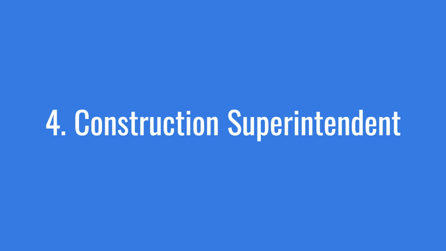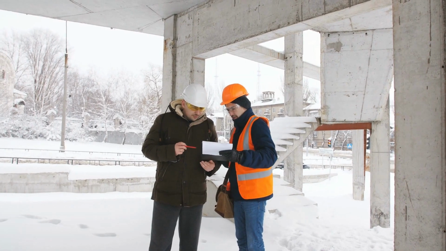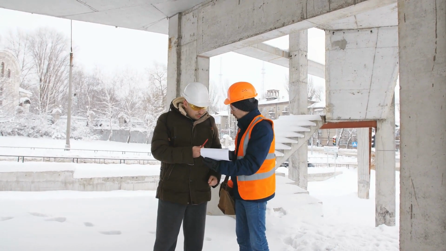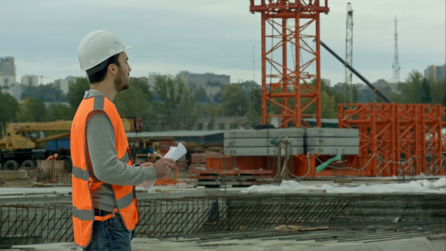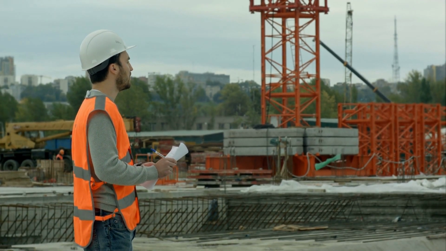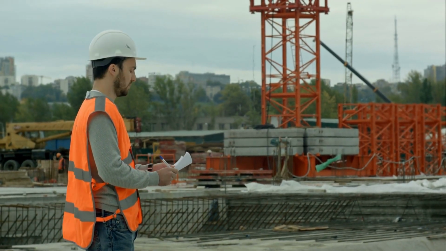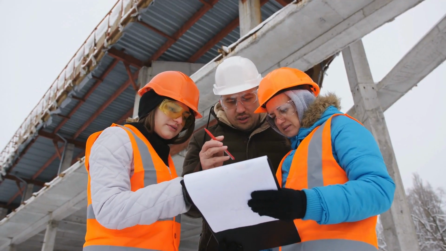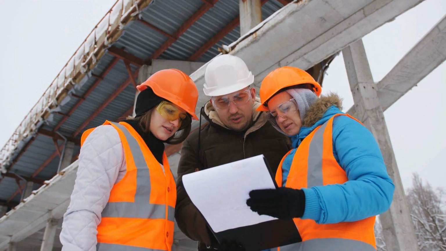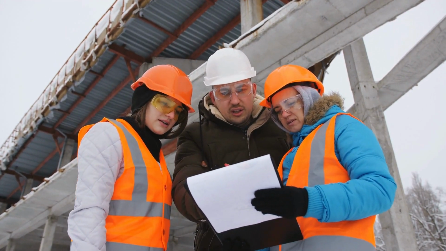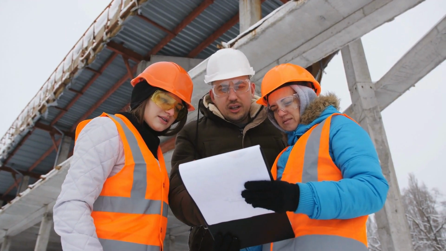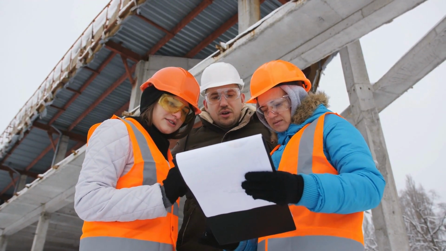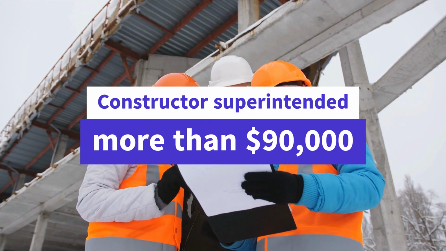4. Construction superintendent. A construction superintendent is a professional who oversees the construction of buildings and other structures. They are responsible for ensuring that the construction project is completed on time, within budget, and to the required quality standards. The construction superintendent works closely with the project manager and other members of the construction team to ensure that the project runs smoothly and efficiently. This occupation belongs to the same category as construction manager, earning more than $90,000 a year.